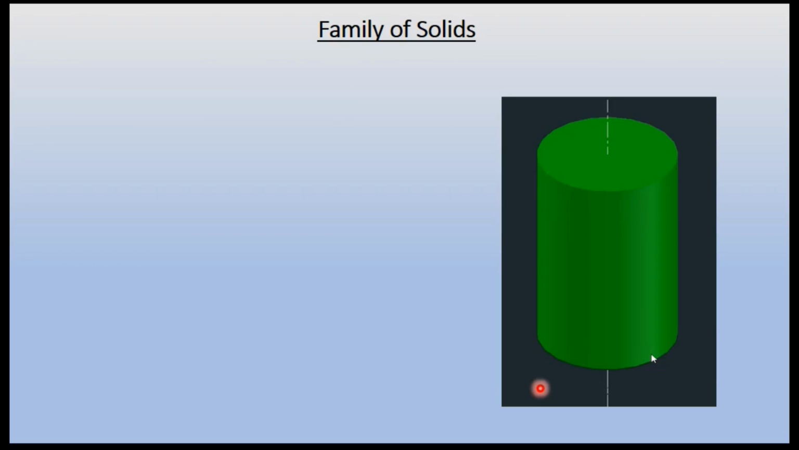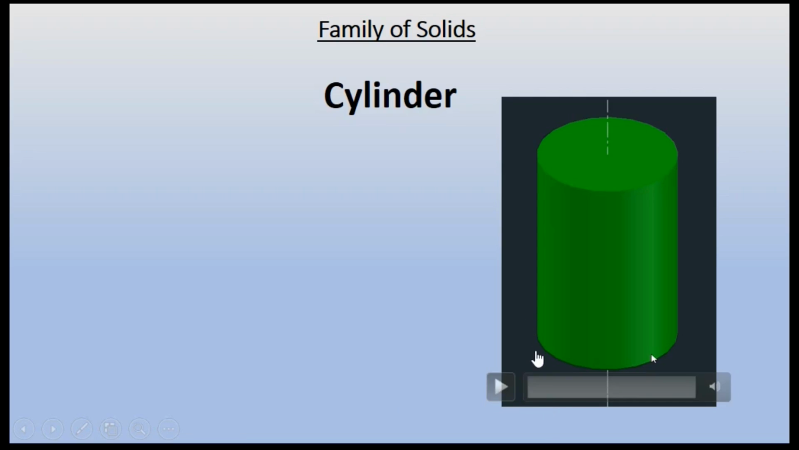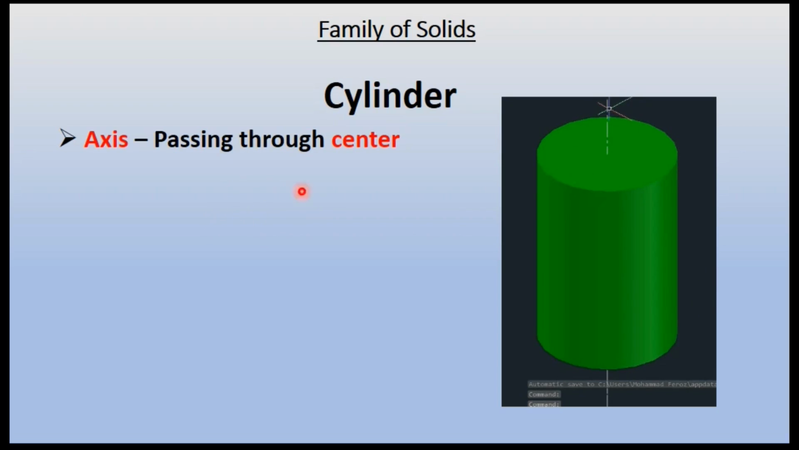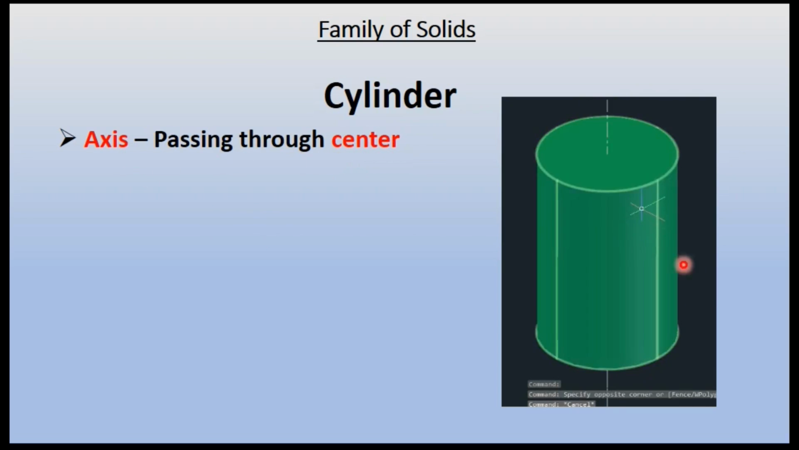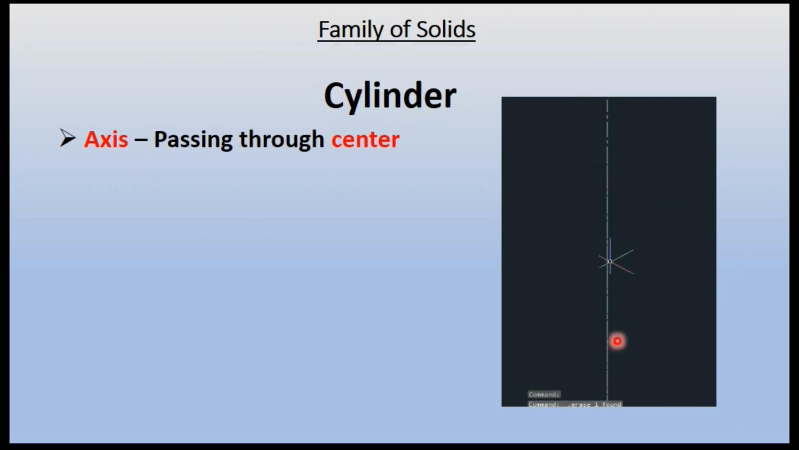So now we will try to understand about each and every solid one by one. Here we will start with the case of a cylinder. So this is a cylinder here, you can observe this easily. And the most important thing in any solid is the axis line which passes through the center. So here this is the axis line.